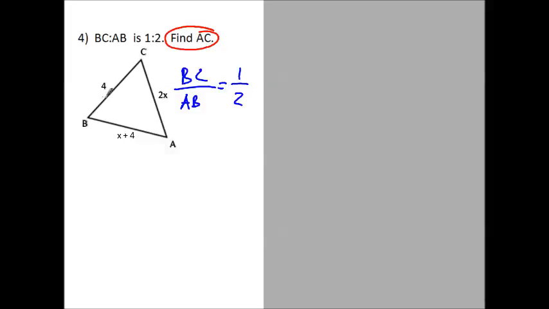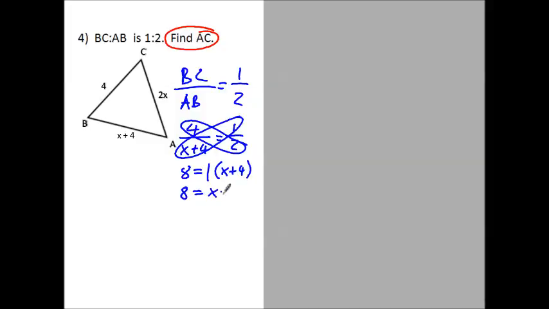We know that the length BC is 4 over x plus 4, which is AB, is equal to 1/2. And we're going to go ahead and cross multiply. 4 times 2 is 8, is equal to 1 times (x plus 4). And I just put these parentheses here out of habit, so we never forget to do that. Obviously, if we're multiplying by 1, we don't really need them. So 8 is equal to x plus 4.